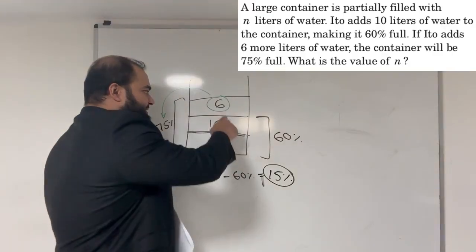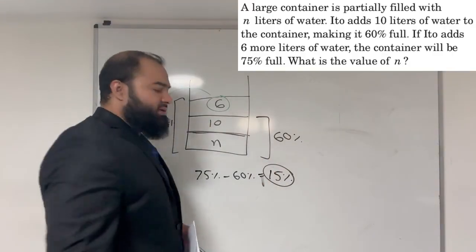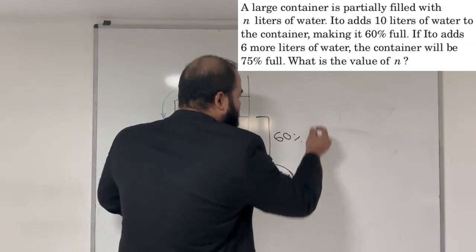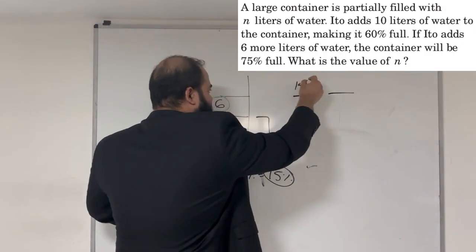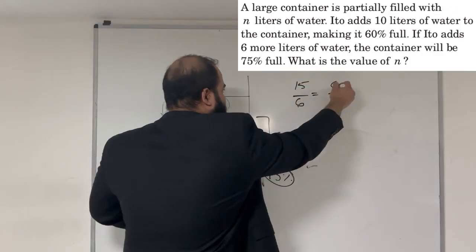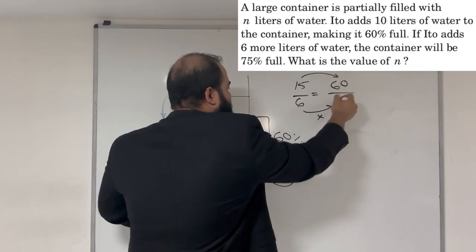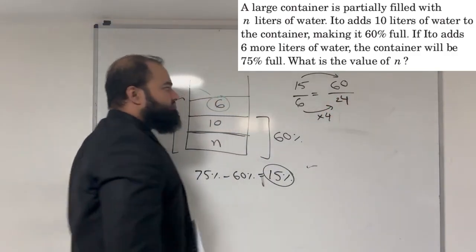So if 15% is 6, what is 60%? You can do two different things. One is proportion. You can say, okay, if 15% is 6, then 60% is just 4 times that. You can see that. So 4 times 6 is 24.